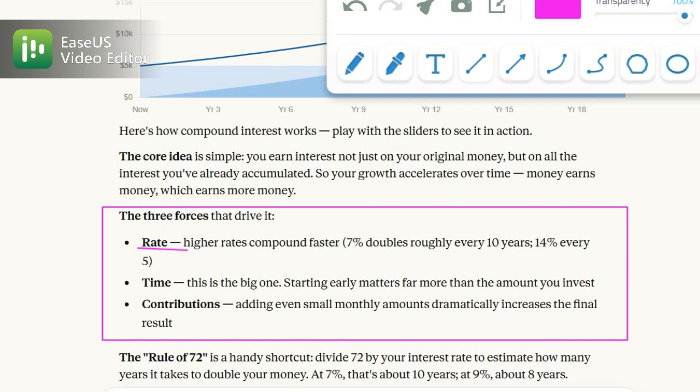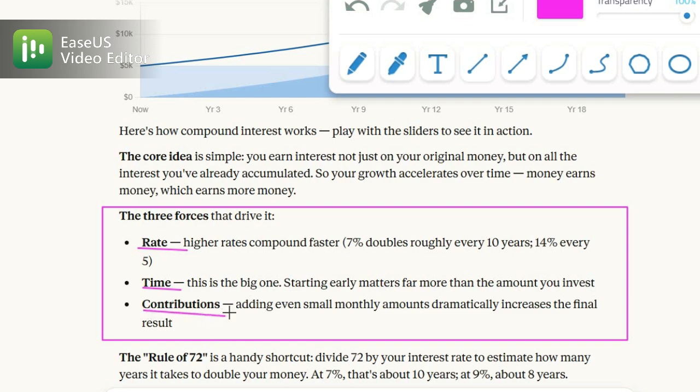Then you have time. The biggest factor here is timing. Starting early matters far more than the amount you invest. This is very important and very logical. Then you have contribution. Even a small monthly deposit makes a huge difference over decades. Adding even a small monthly amount dramatically increases the final result. So the three forces that drive growth are rate, time, and contribution.